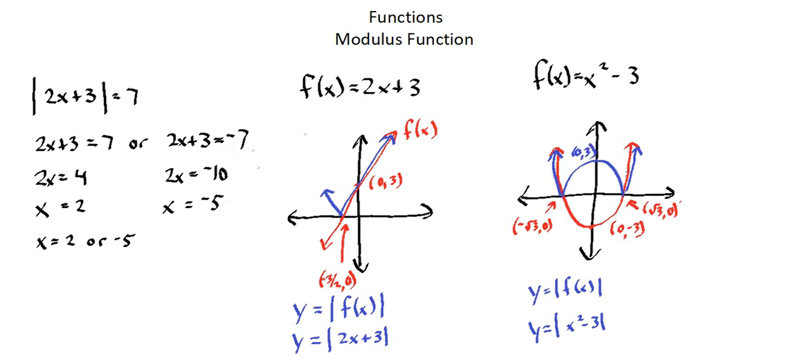Again, to graph the absolute value function, start by graphing the original function, and then invert any portion of the line or curve below the x-axis as a reflection through the mirror line of the x-axis.